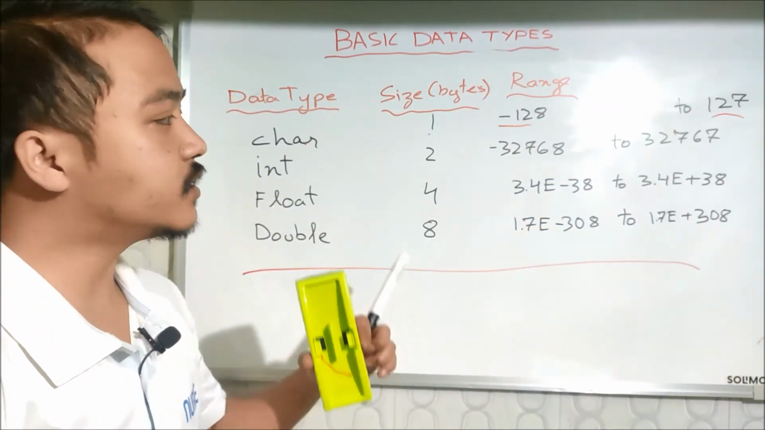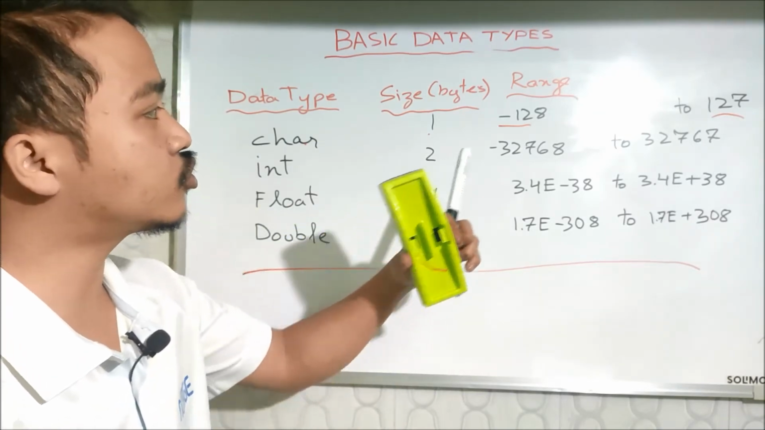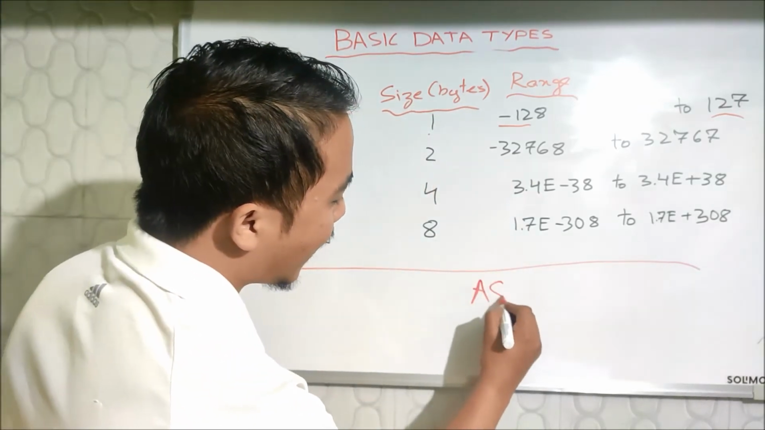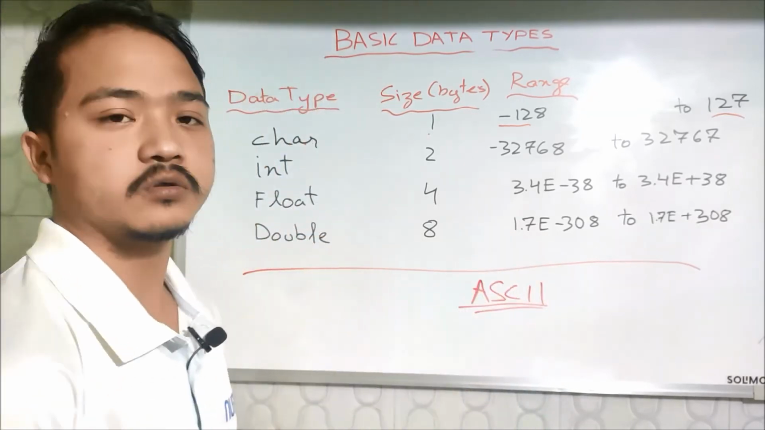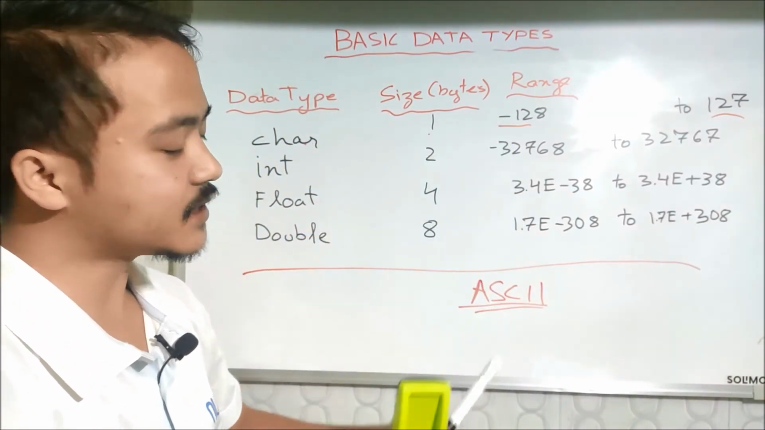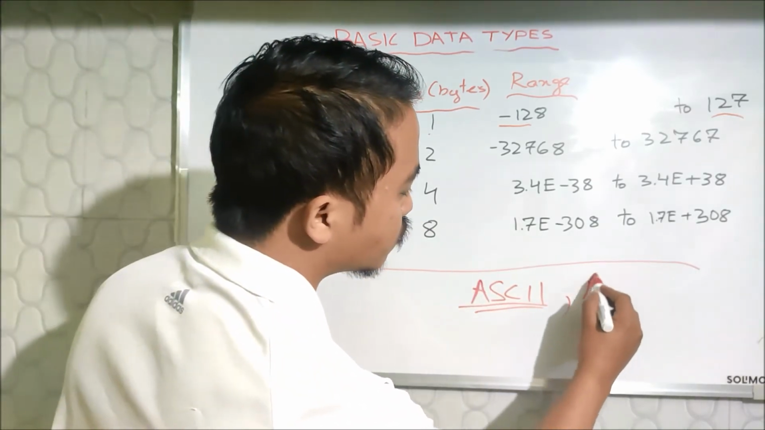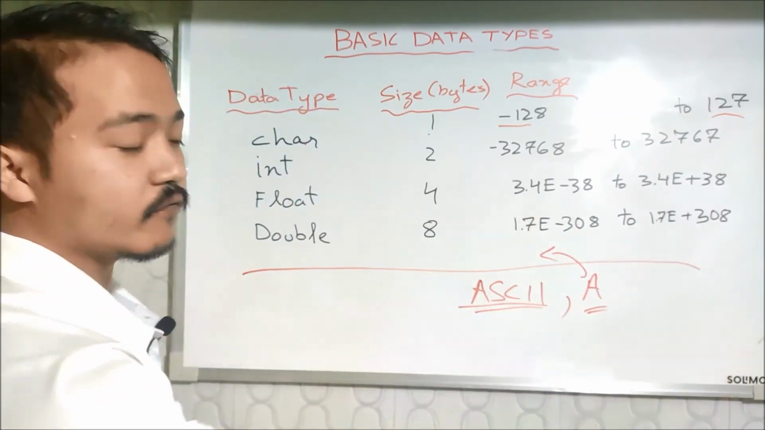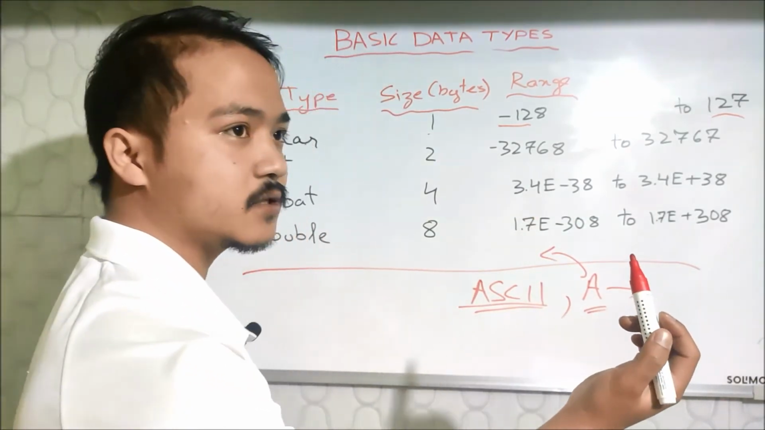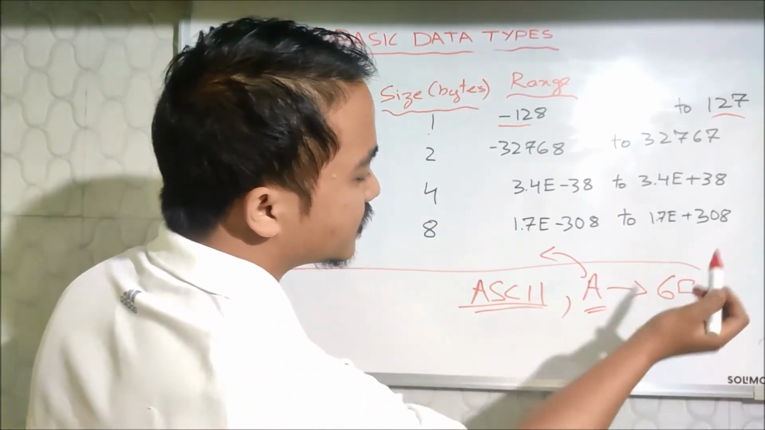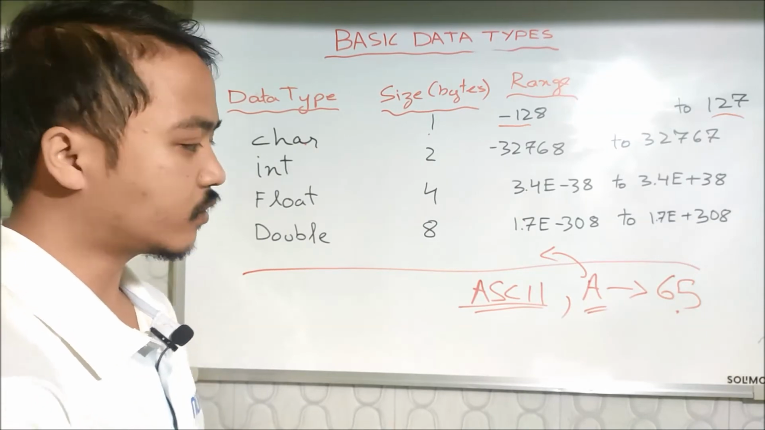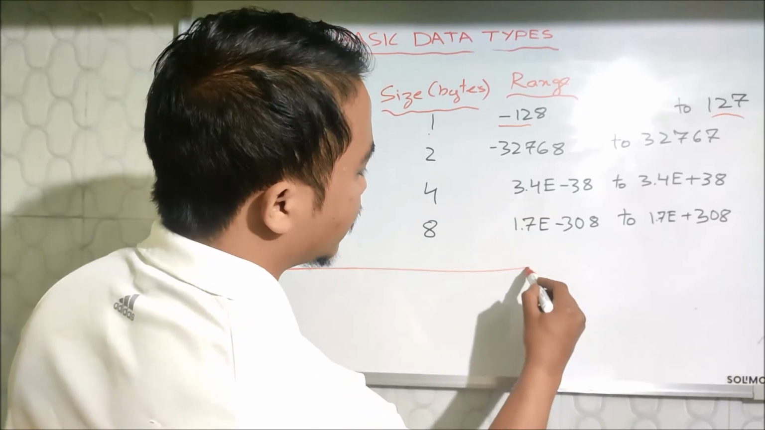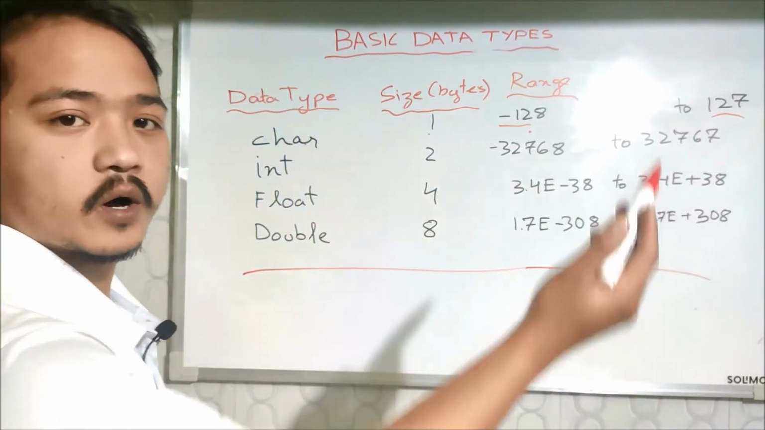Because a character in memory is not stored as a character. Instead, a character is stored as an ASCII code. So for example, if you want to store A, this A will not be stored in memory as A. Instead, it will be converted into an ASCII code, which I think is 65, and this 65 is stored in memory. So that's why the range is from -128 to 127.